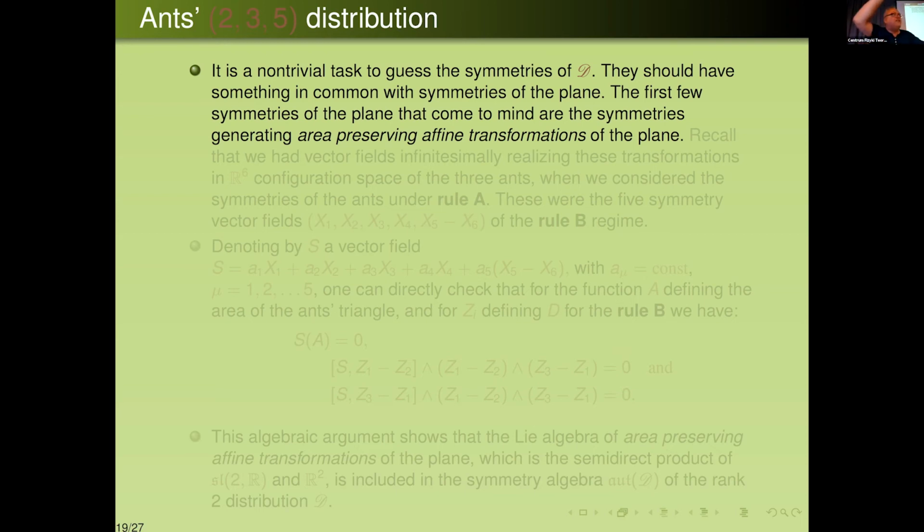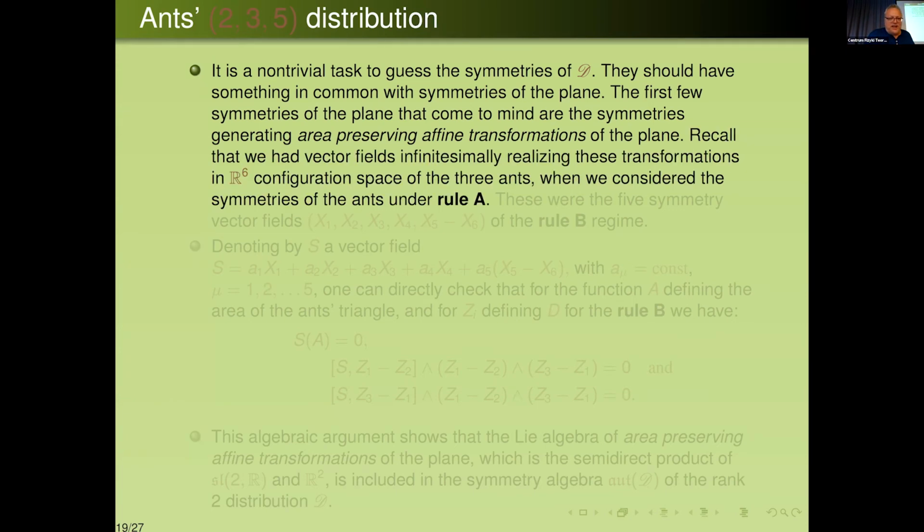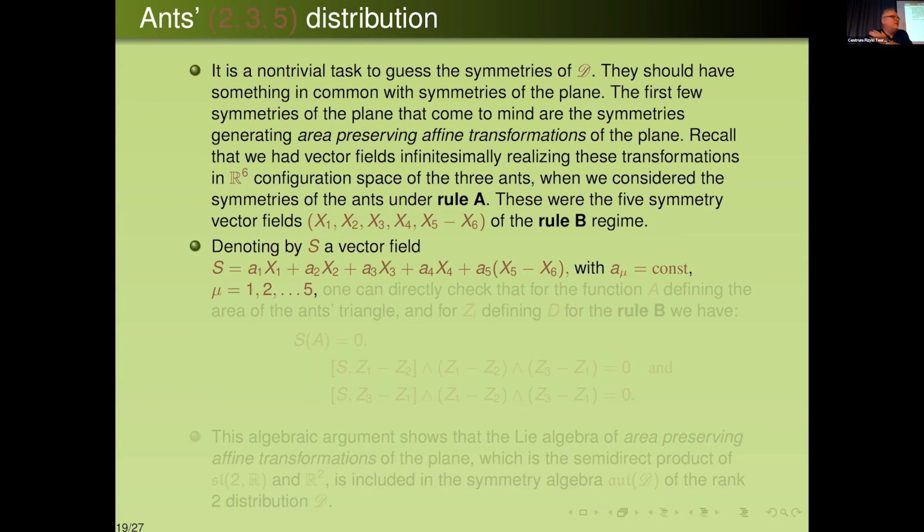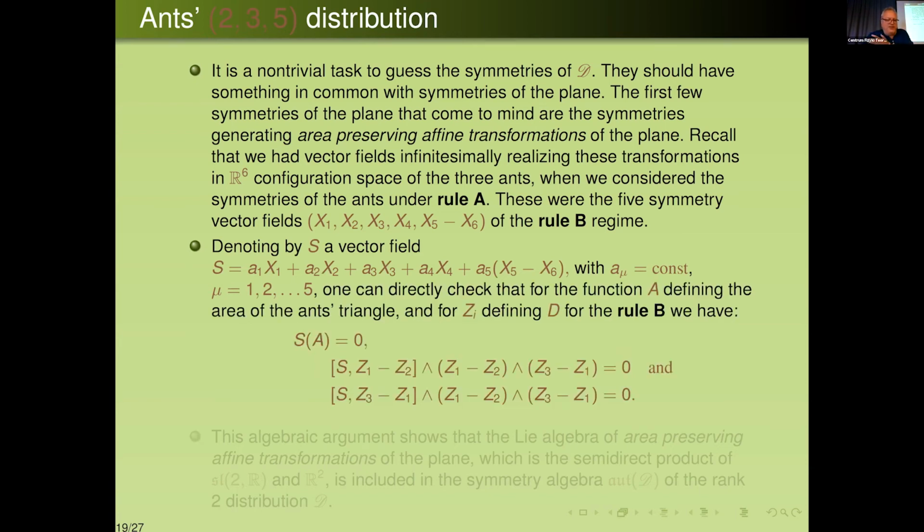The first two of these 8 symmetries were translations, and 3, 4, and 5 minus 6 were the SL2 transformations. So I just take them and apply them to my distribution, and check that if I take the linear combination of them, first of all they are tangent to constant area, because they are area preserving, right? Moreover, the commutator of any of these symmetries with Z1 minus Z2 is in the distribution, and so definitely this five-dimensional symmetry algebra is a subalgebra of the algebra of symmetries.